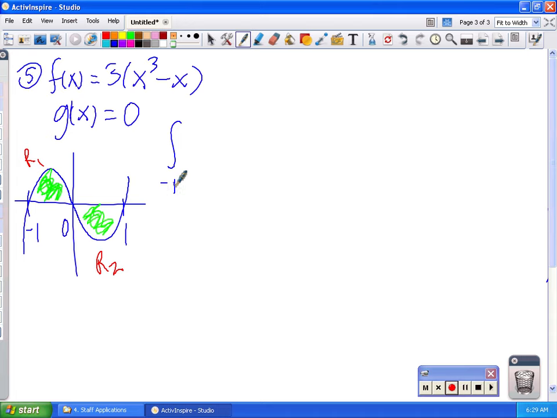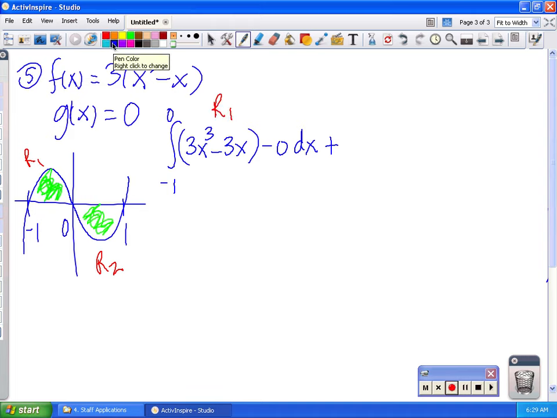So I'm going to collect area from negative 1 to 0. In region number 1, the cubic is on top. I'm going to go ahead and distribute that in. That would be 3x cubed minus 3x. The bottom curve is 0. Now I'm just putting that in for emphasis. You don't have to write minus 0. And then I'm going to add, so that integral would collect the area of region number 1.